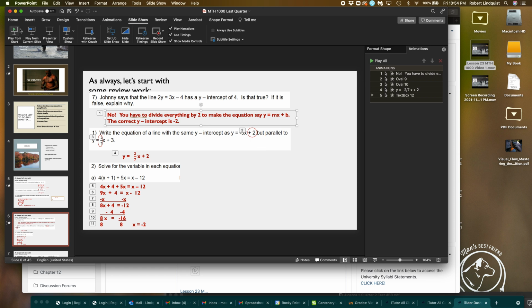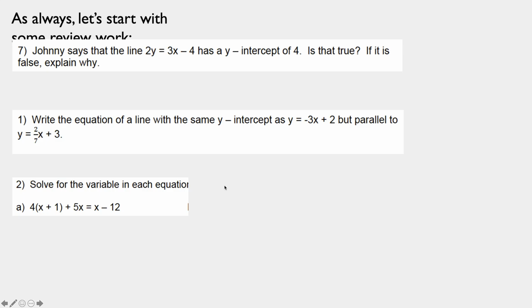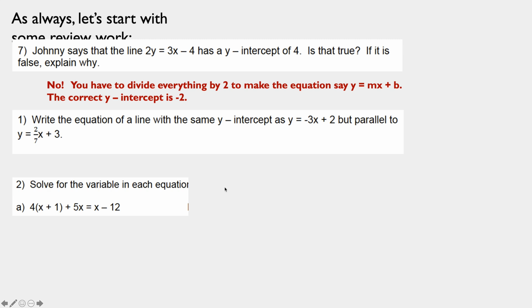One of the things about the process that I have learned with myself is I need to do things right away, because if I don't... All right, so we went over that first answer, and now it looks good and is fully correct. Next question, even though it says number 1, it's the second one here. Write the equation of a line with the same y-intercept as this first guy, but parallel to the second guy.